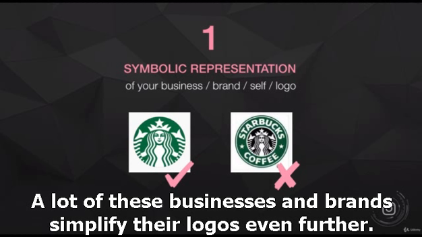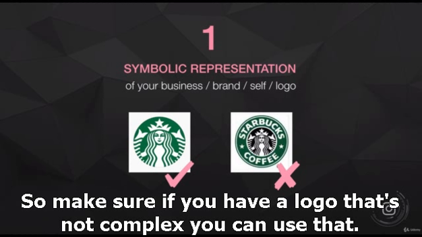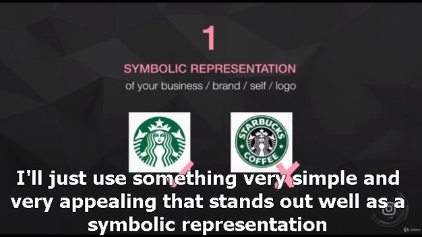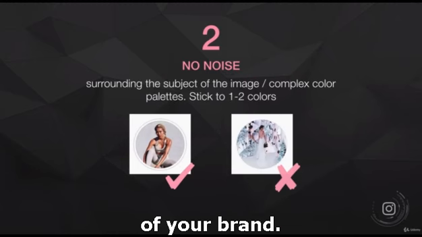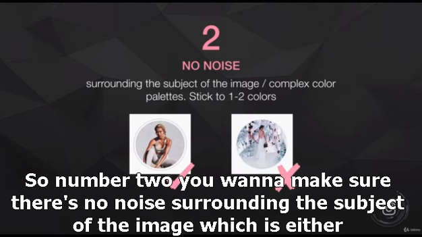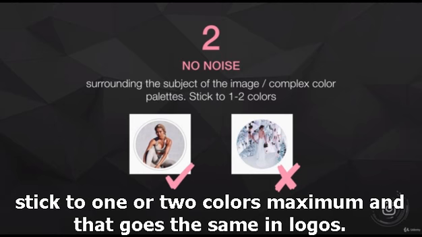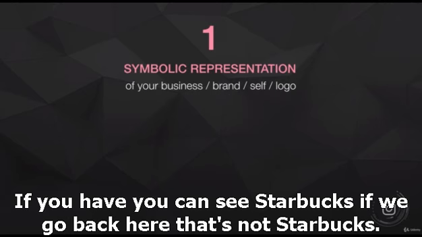A lot of these businesses and brands simplify their logos even further. So make sure if you have a logo that's not complex, you can use that. Otherwise, if it is quite complex, just use the first letter of it, or just use something very simple and very appealing that stands out well and is a symbolic representation of your brand. So, number 2, you want to make sure there's no noise surrounding the subject of the image, which is either you or a product or your brand or a cat or whatever the theme of your account is. No complex color palettes. Stick to 1 or 2 colors maximum. That goes the same in logos. If you can see Starbucks if we go back here.